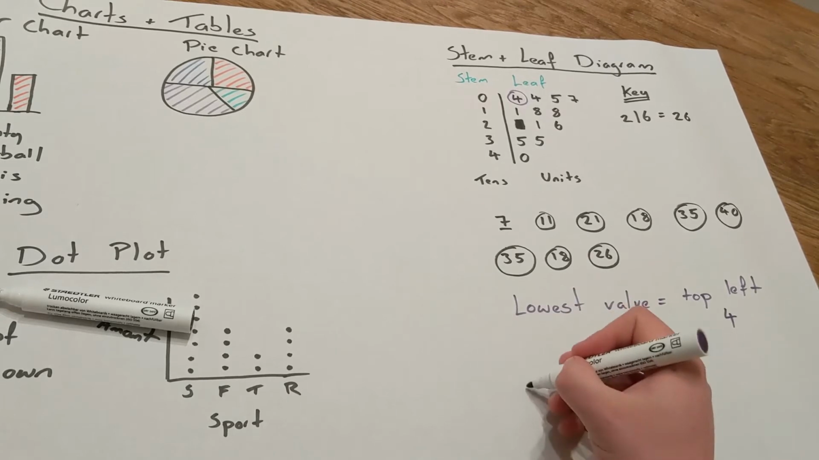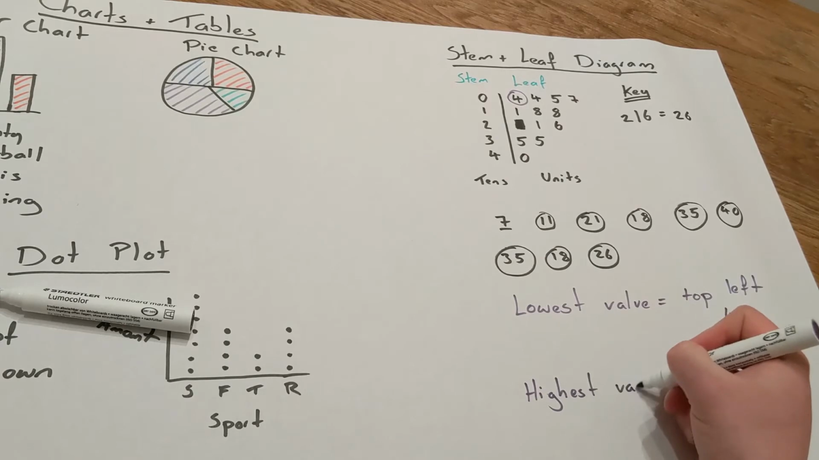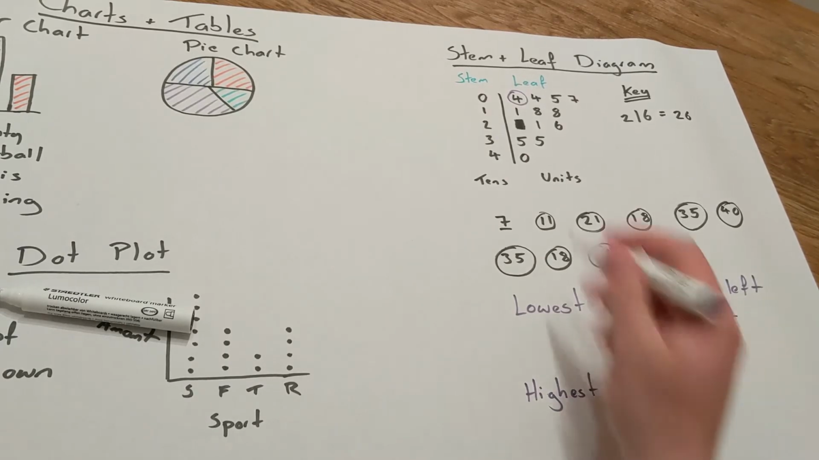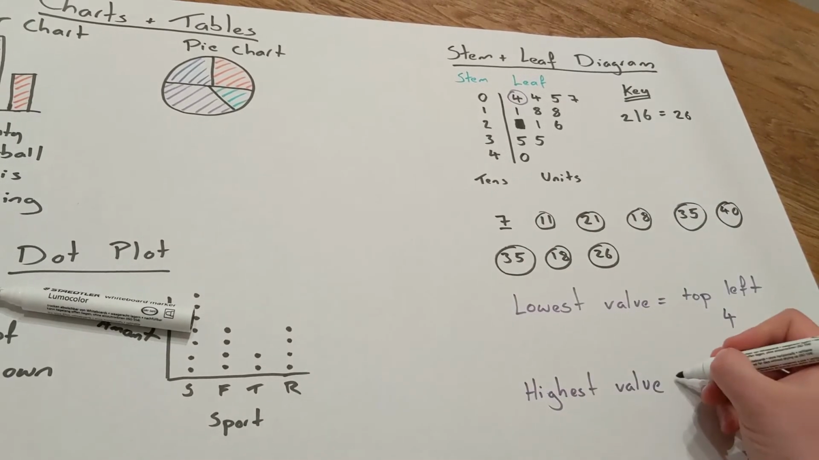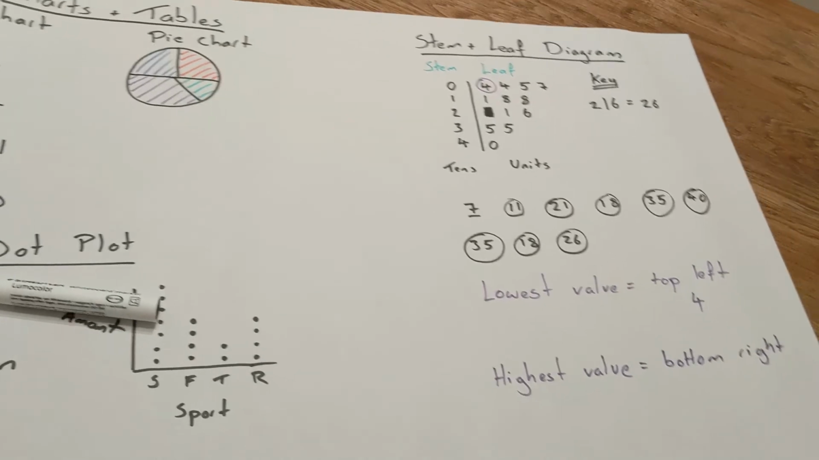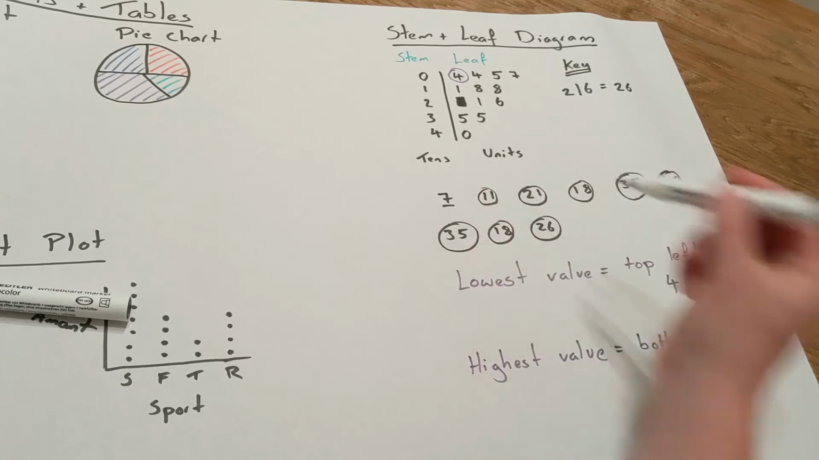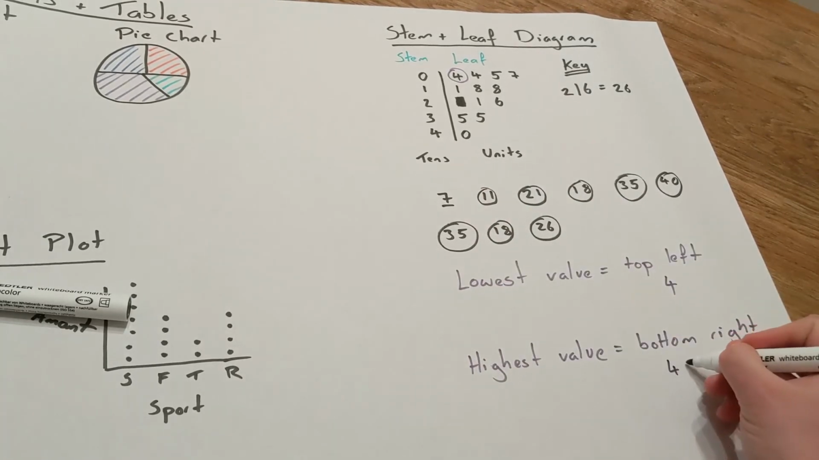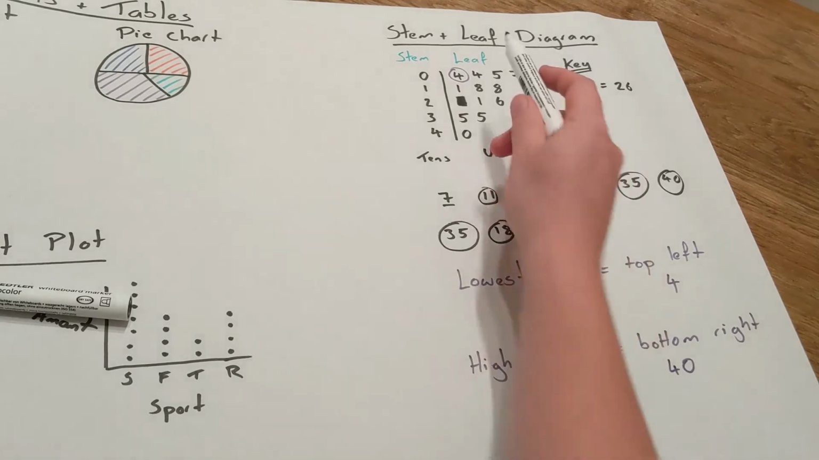Okay, our highest value, where do we want to look on here for the highest value? So the highest value is going to be in the bottom row, and it's going to be the furthest along that bottom row. So our highest value is opposite of the lowest, is the bottom right. All right, move it over a wee bit. So if we look at this, our bottom right number is 40. So our highest value is 40.